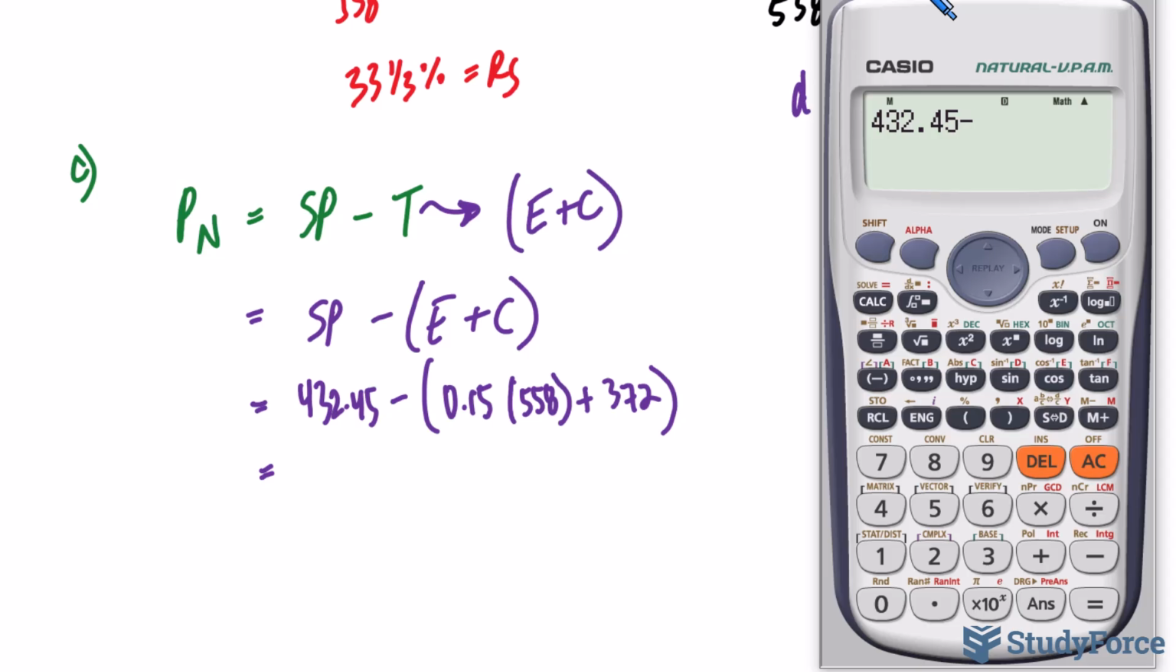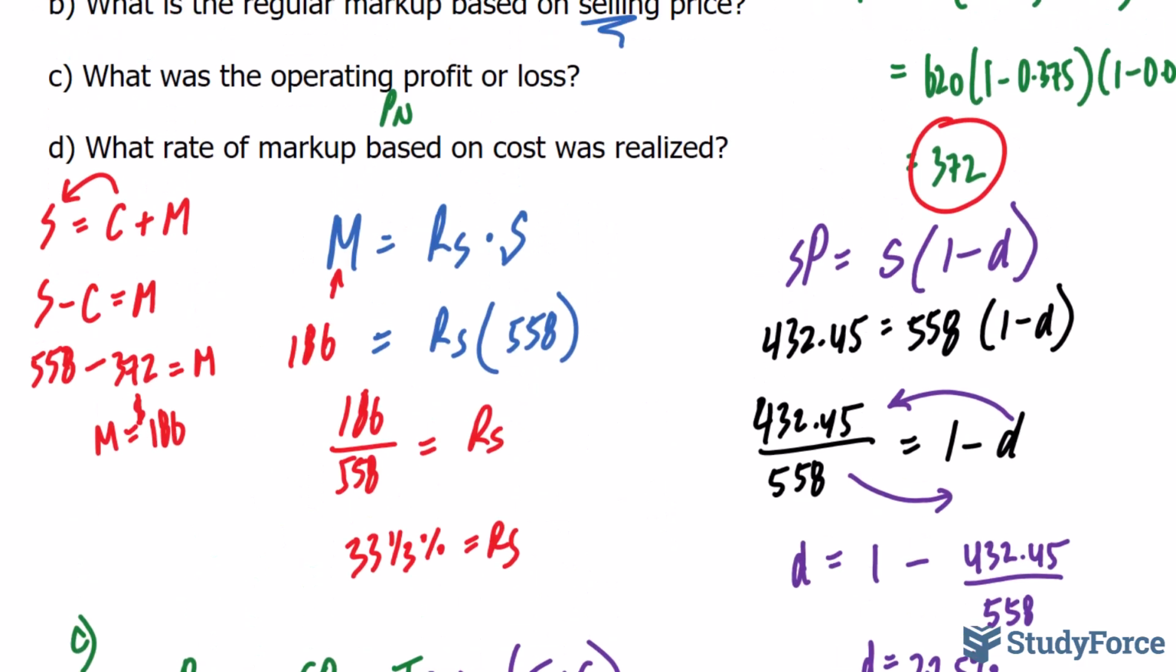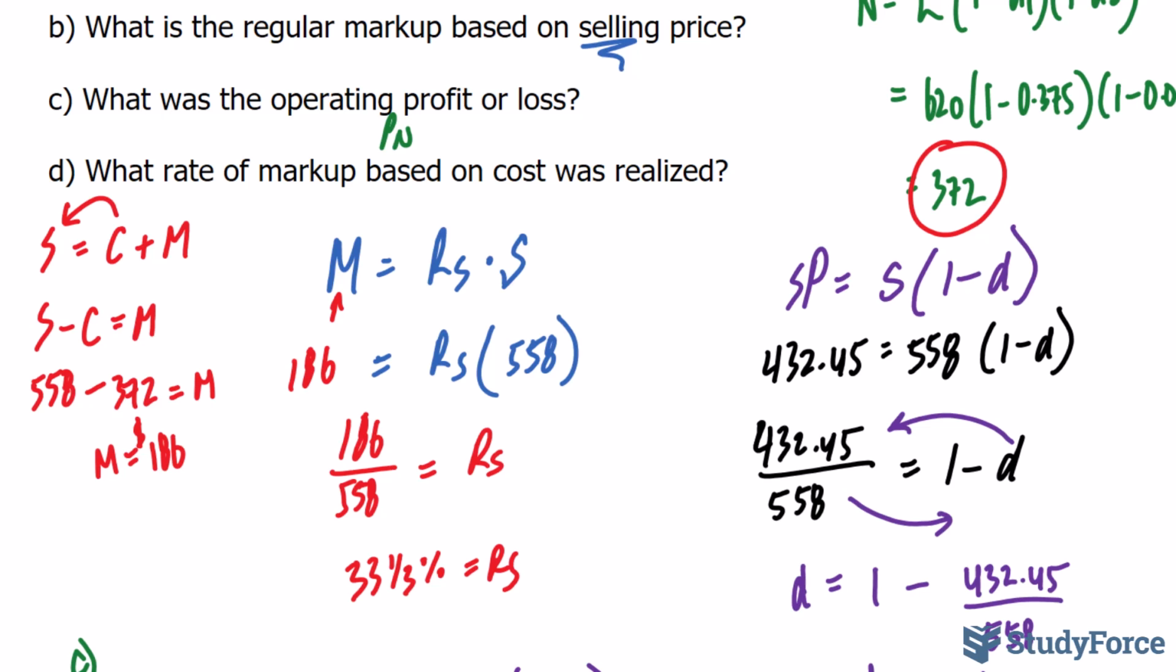432.45 take away 0.15 times 558 plus 372. And we end up getting a negative value of negative 23.25. That means every time you sell at a discount of 22.5%, you are losing $23.25. And finally, for question D, what rate of markup based on cost was realized? Now, when they say was realized, we're talking about the rate of markup after the sale.